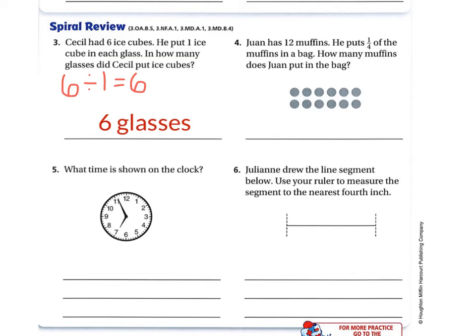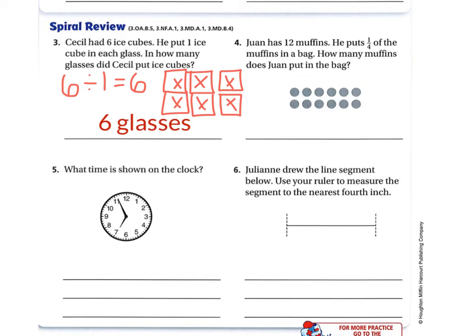If you needed to draw that out, you could have. So I'm going to use X's for my ice cubes. Here's 1 glass, 2 glasses, 3 glasses, 4 glasses, 5 glasses, 6 glasses. Notice how I put 1 ice cube in each glass. I used up all 6 of Cecil's ice cubes. We have a total of 6 glasses.